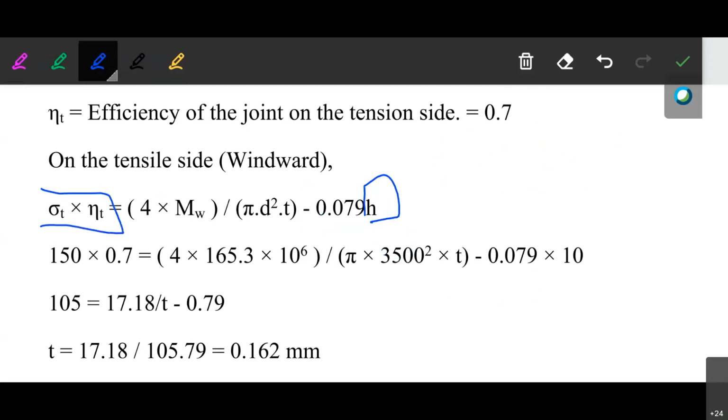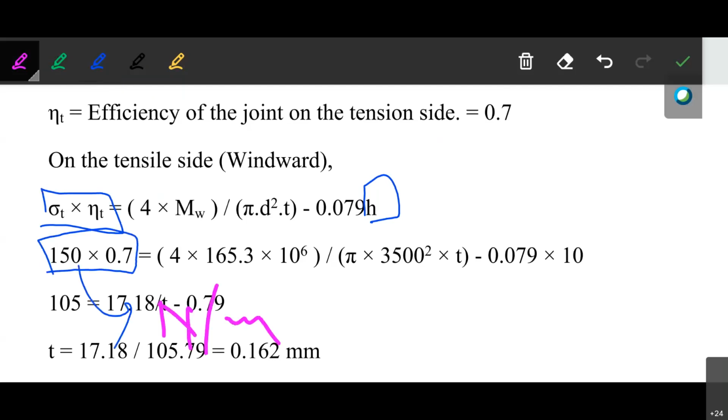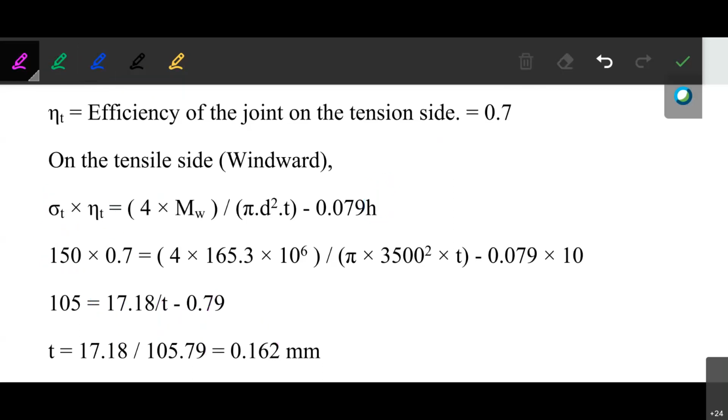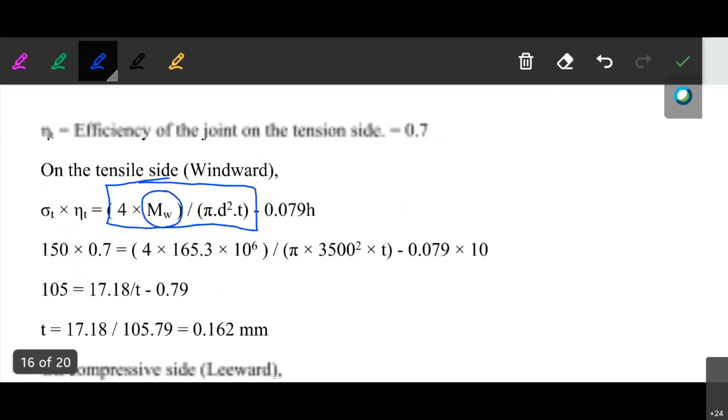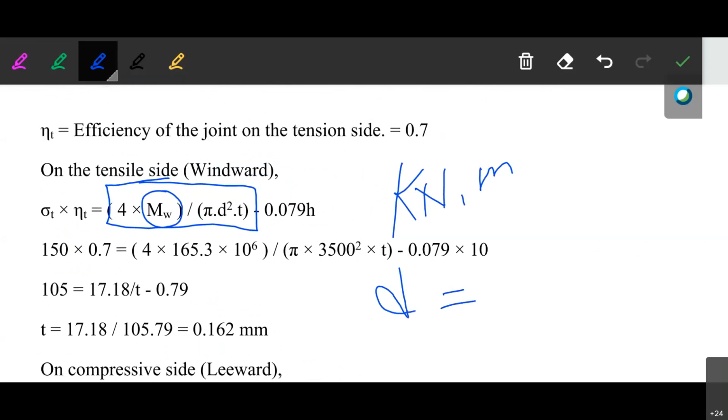Similarly, sigma t multiplied by the nt, again this is in Newton per mm square. So here again this particular value will be in Newton per mm square or MPa. Now for this particular equation, the Mw value is in kilonewton meter. Similarly, the d value will again be in meter.